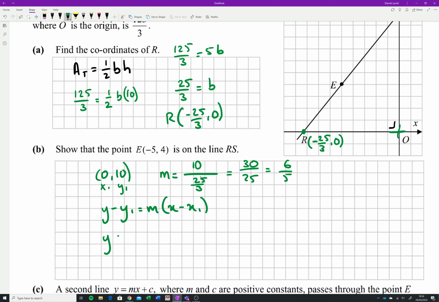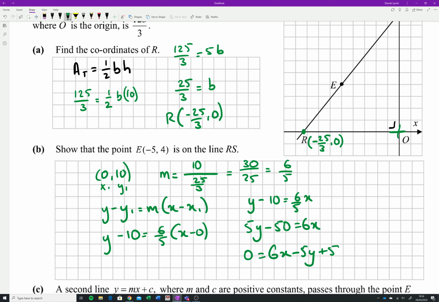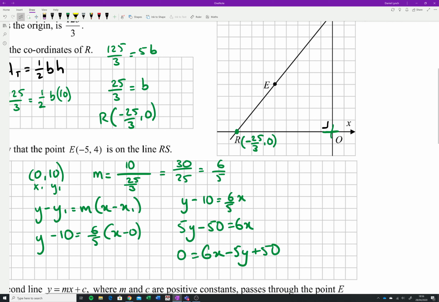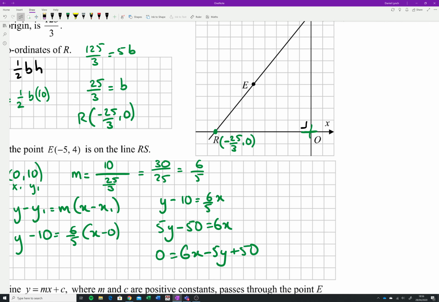So it's y minus 10 is equal to 6/5 times x minus 0, so you can just say 6/5 x if you want. So y minus 10 is equal to 6/5 x. Multiply everything by 5. 5y minus 50 equals 6x. 0 equals 6x minus 5y plus 50. And the whole point was to show that minus 5, 4 was on it, so we're subbing it in. Minus 5 for x, 4 for y.